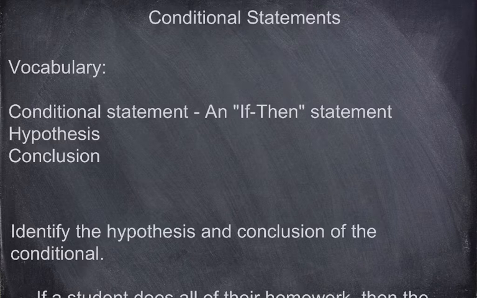If I do this, then this will occur. If you get that, then you get this. It's an if-then statement. So something has to happen for there to be an effect. So cause and effect. If this happens, then another thing will occur.